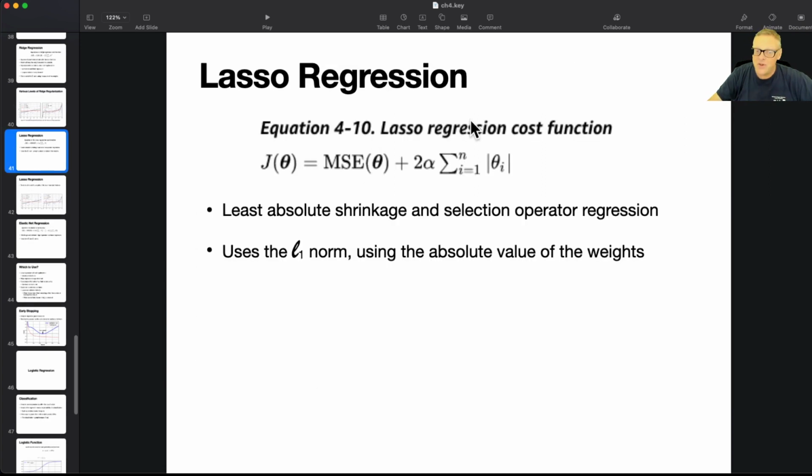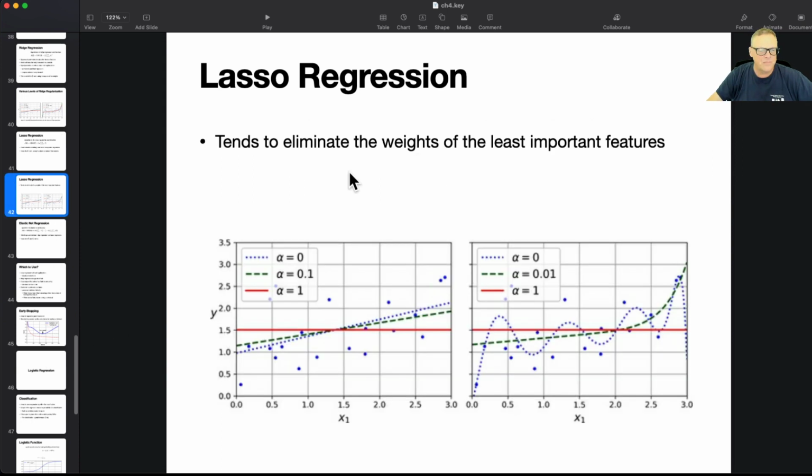All right, so LASSO actually stands for Least Absolute Shrinkage and Selection Operator Regression, which is a ridiculously complicated name for a very simple concept. Instead of using the square of the parameters, you just use the absolute value of the parameters and add it to the error. So it's going to accomplish essentially the same thing as the last one. It's going to just prefer lower parameters, lower slopes, but what it does is it tends to eliminate the weights of the least important features.